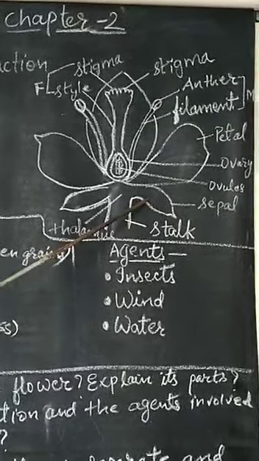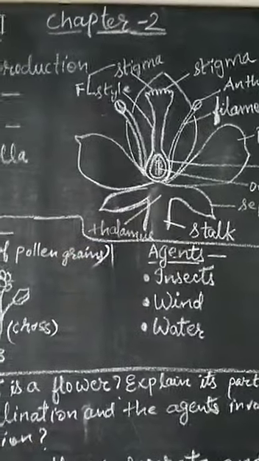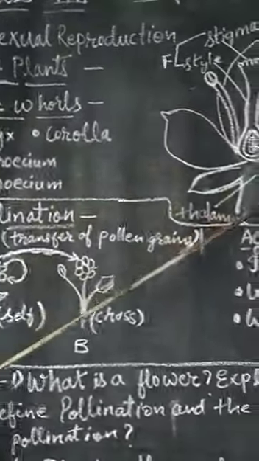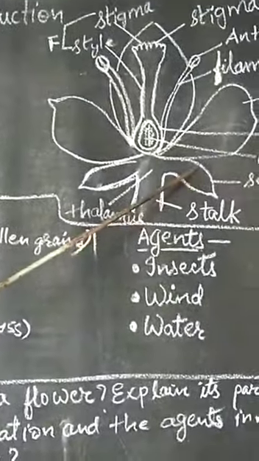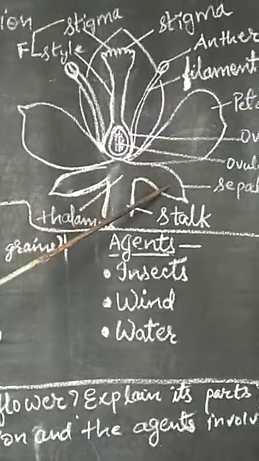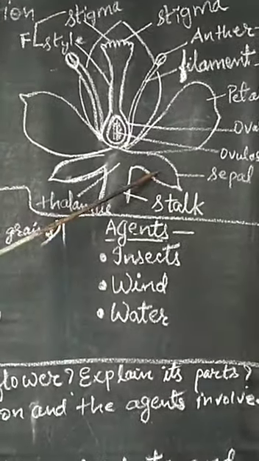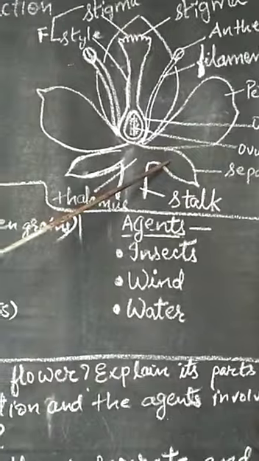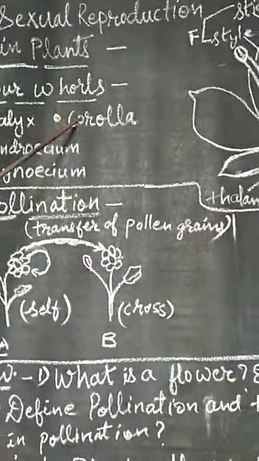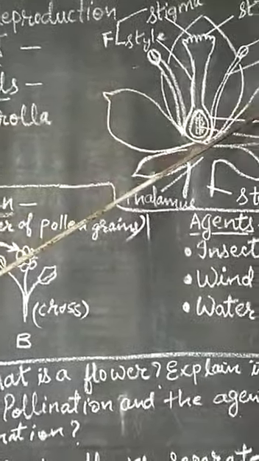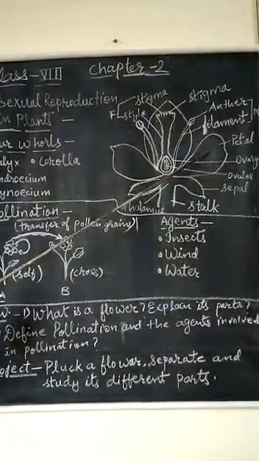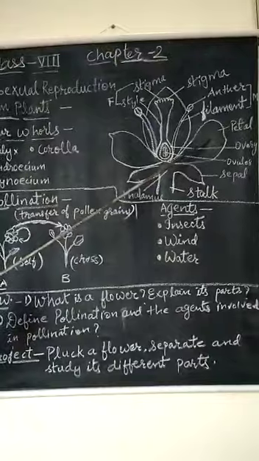Now, first I will explain about calyx. Calyx is the green leaf-like portion of the flower which is present at the base of flower, and this is the first whorl. And next to sepal is the corolla. Corolla is the colored part of flower, and it is also called petals. This is the main attractive part of the flower.